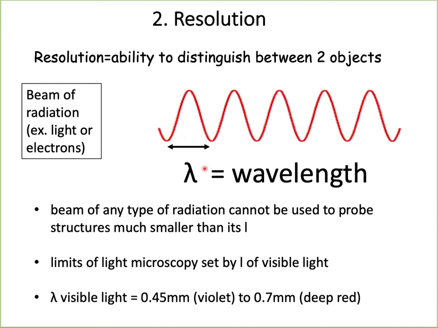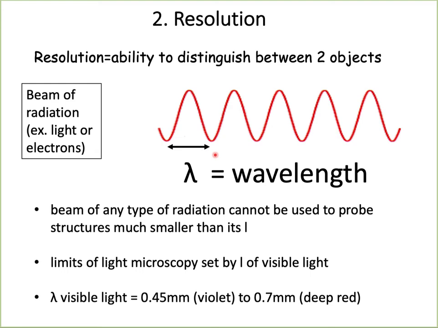The wavelength is the distance between the two valleys or two peaks of the wave. Now, resolution depends on the wavelength of the beam of radiation you are using. A beam cannot be used to probe structure smaller than the wavelength. Very important. Repeating, the resolution depends on the wavelength of the beam of radiation you are using. A beam cannot be used to probe structure smaller than the wavelength.